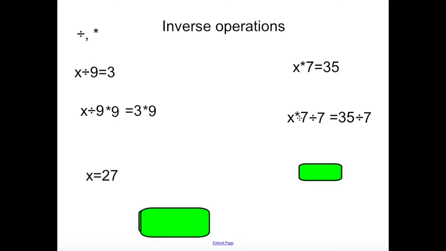So this times 7 and dividing by 7 will cancel out, leaving x, as they are inverses. And this 35 divided by 7 will leave 5, because 35 divided by 7 is 5. Thus completing our equation, giving x equals 5.